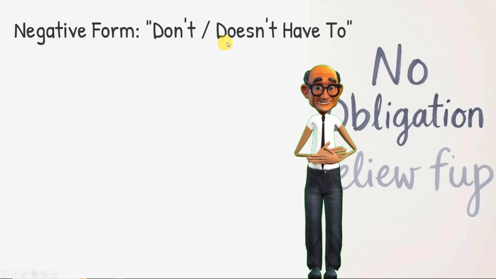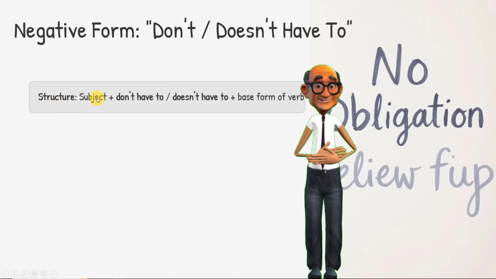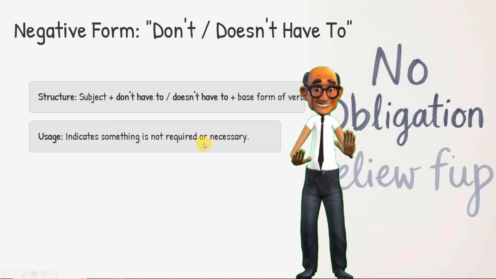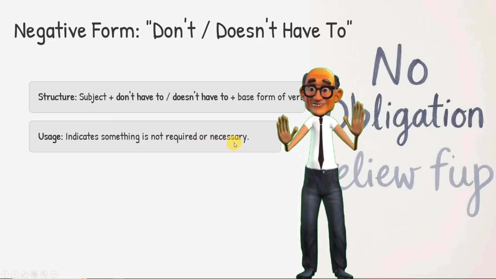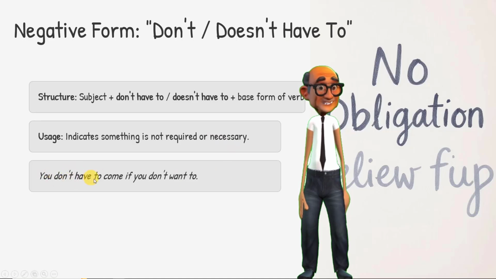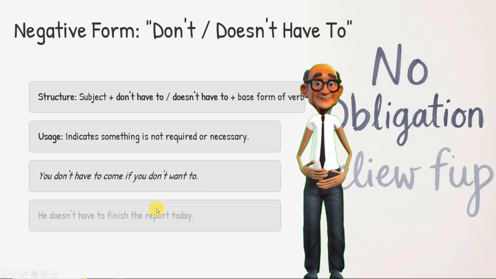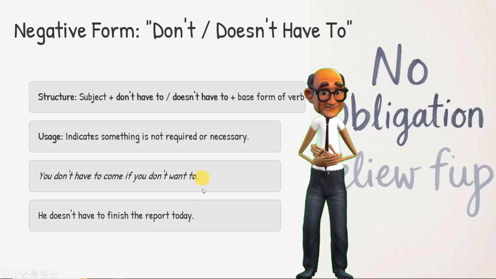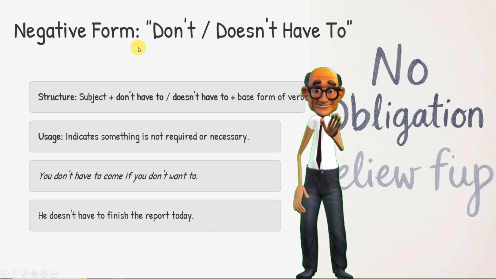Okay, let's have a look at the negative form, don't or doesn't have to, right? I don't, you don't, he doesn't, she doesn't, right? Don't forget that. The structure is subject plus don't have to or doesn't have to plus the base form of the verb. Usage indicates something is not required or necessary. You don't have to come if you don't want to. He doesn't have to finish the report today. Righto, guys, those are two examples of how to use the negative form of have to.